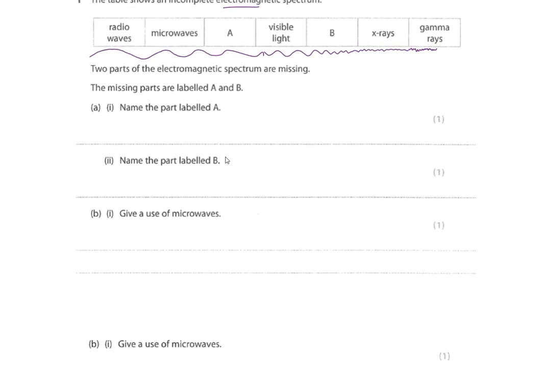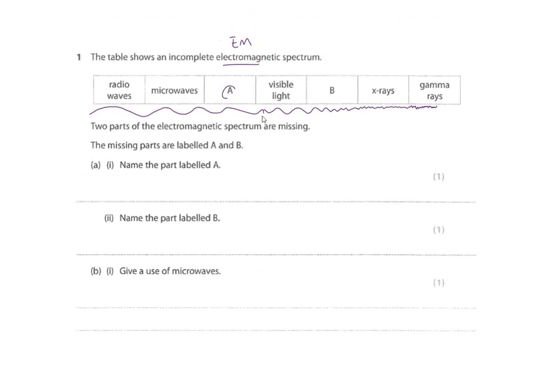Now, this is where we go. We have two parts that are missing. The first part is A. Okay. Now we've got radio wave, microwave. So what is next to microwave? So this is going to be infrared. And then we've got visible light, and then we have blank, we have X-ray. So what's next to X-ray? So this is going to be ultraviolet.